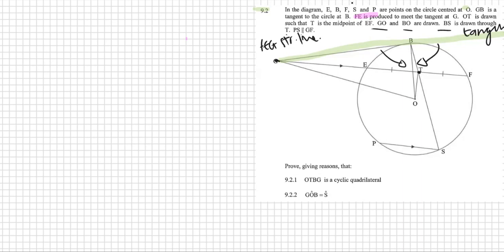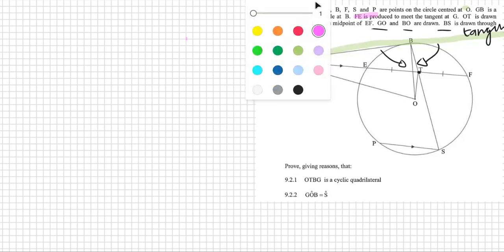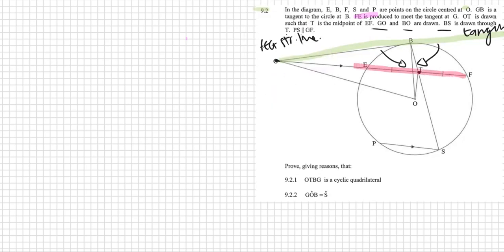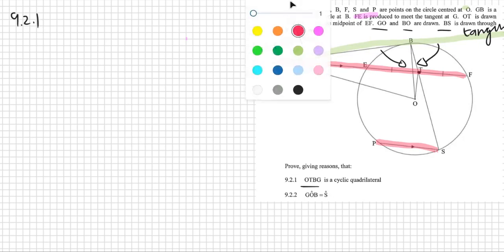BS is drawn through T. BS is drawn through T. And that causes a parallel. So where are our parallel lines? Parallel lines here. This is parallel to this. All right, that's all the information. So prove with reasons 9.2.1 that OTBG is a cyclic quad.